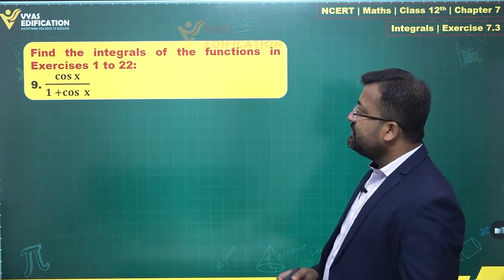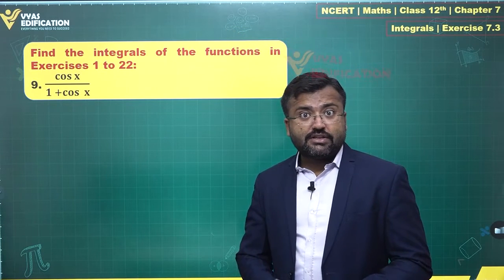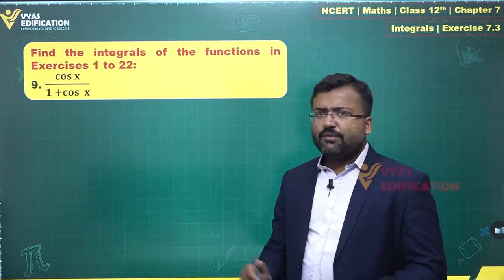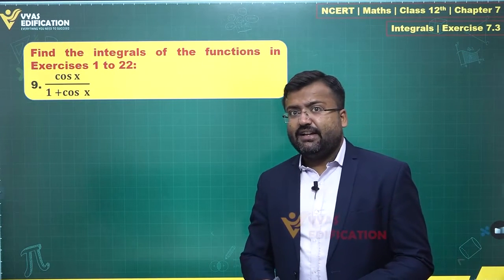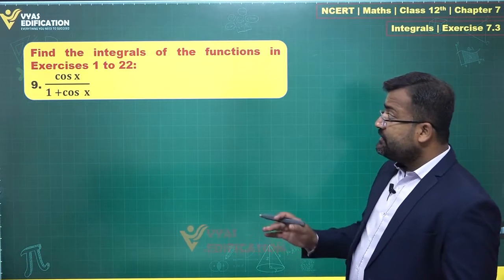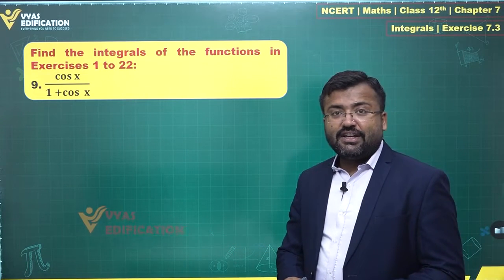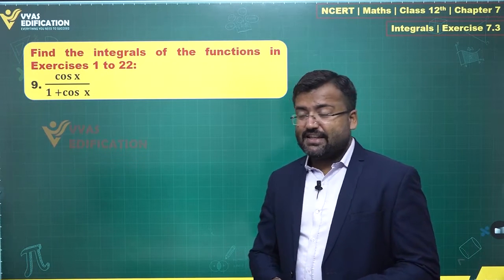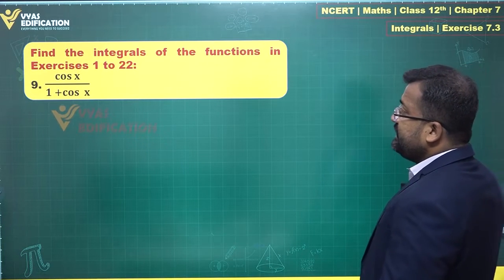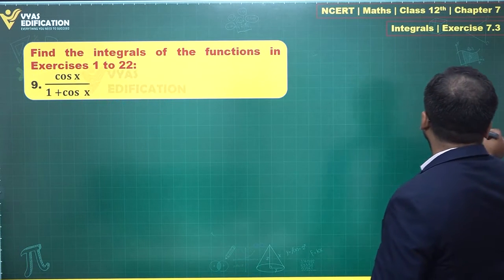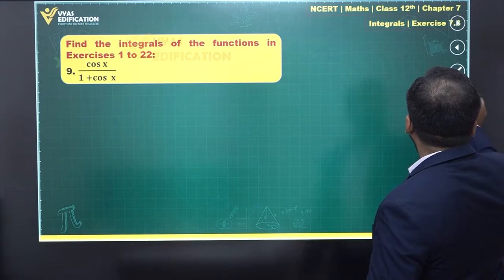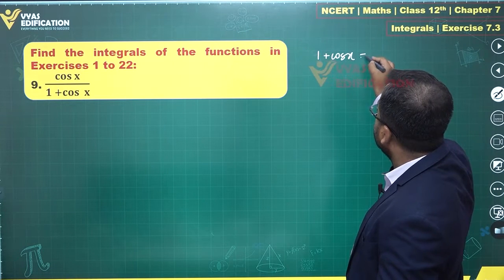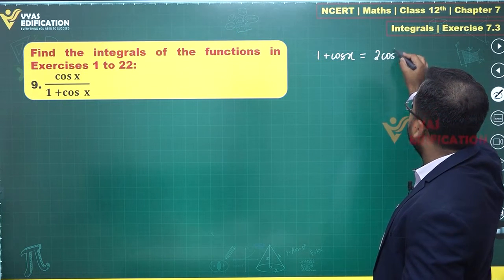Question number 9 says we have to integrate cos x upon 1 plus cos x. How do we handle this one? In the previous question we had 1 minus cos x upon 1 plus cos x, and we converted it into half angle, tan square x by 2. This 1 plus cos x in the denominator is creating a problem, and for handling that, once again we'll have to deal with half angles. We know how to simplify 1 plus cos x: it is equal to 2 cos square x by 2.